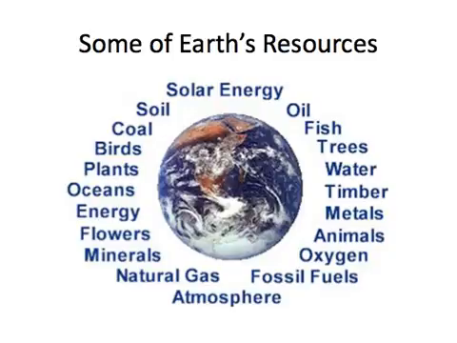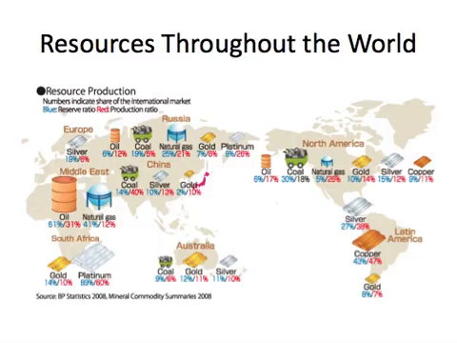You can see there's solar energy, soil, coal, birds, plants, oceans, energy, flowers, minerals, natural gas, the atmosphere, fossil fuels, oxygen, animals, metals, timber. All of these things are resources. And what that means is that they're necessary for us to live our daily lives.